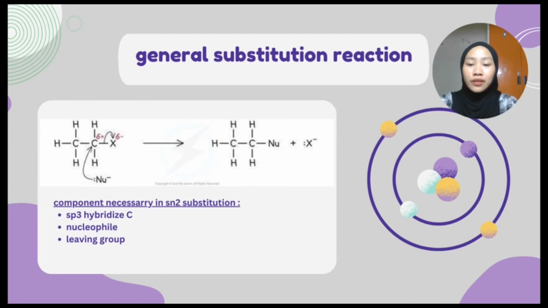In every substitution reaction, there are three important things. The first one is the sp3 hybridized C, then the nucleophile, which is represented as Nu in this picture, and the leaving group, which is represented as X.